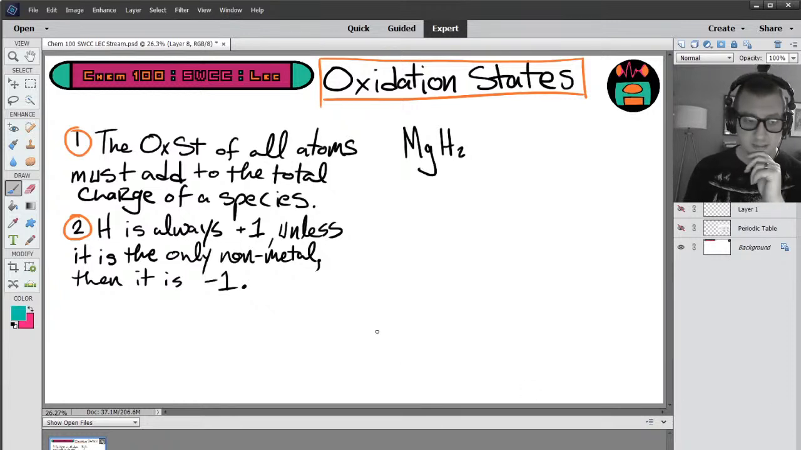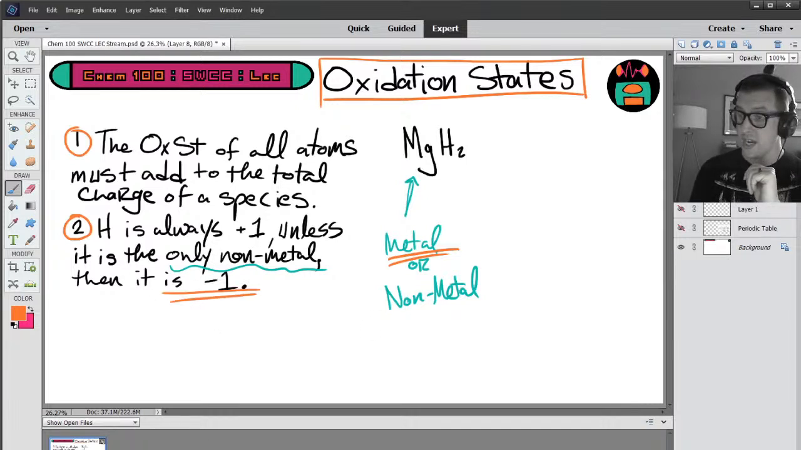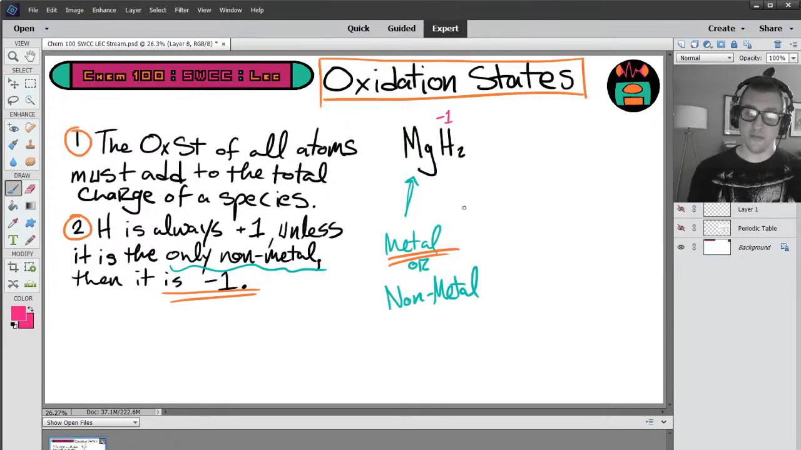So the question is, is magnesium a metal or a non-metal? And when you look on the periodic table, magnesium is definitely a metal. So that means that hydrogen will have an oxidation state of negative 1 in this molecule, because hydrogen is the only nonmetal present. So hydrogen has an oxidation state of negative 1.